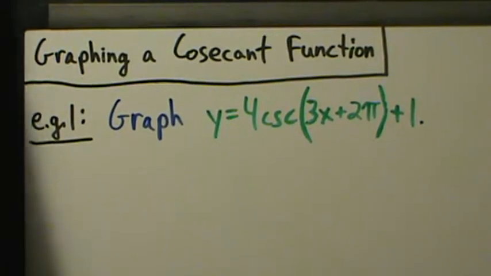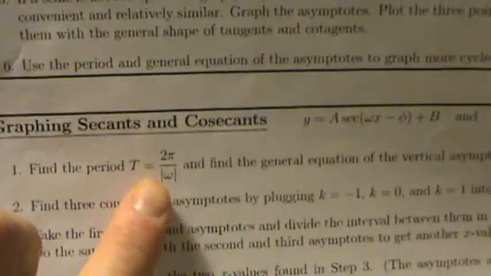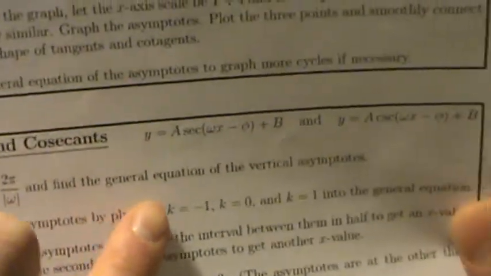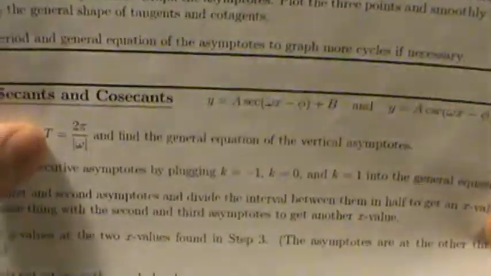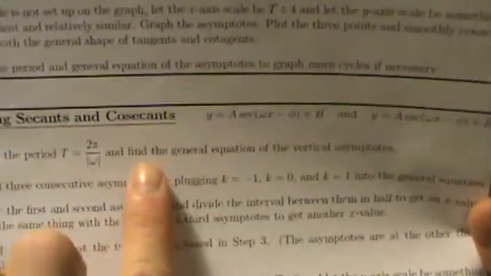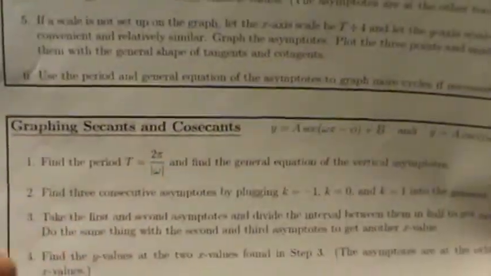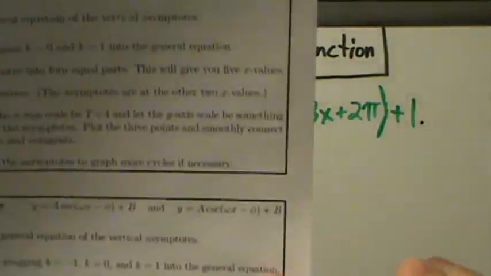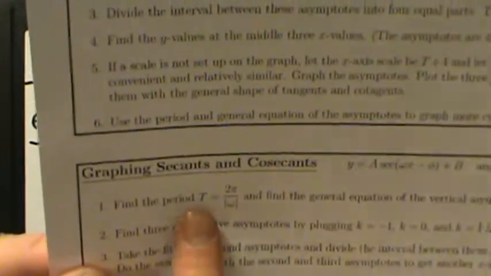First, we want to find the period T equals 2 pi divided by the absolute value of omega, and find the general equation of the vertical asymptotes. We talked about why the period is what it is, and how to find the asymptotes, in earlier videos, so we're going to do that same process without explaining why. So 2 pi divided by the absolute value of omega for the period, denoted capital T.